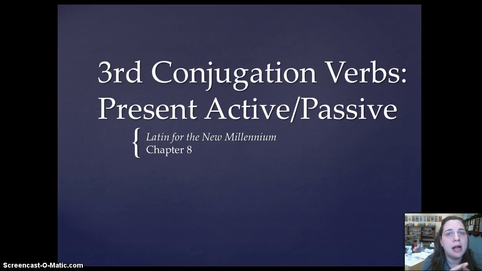Today's lesson is taken from Chapter 8 in Latin for the New Millennium, and we're going to start a new conjugation of verbs. Now, remember, this word conjugation refers to a set of verbs that all follow the same pattern. So far, you have learned the first conjugation and the second conjugation, and the two of those follow a very similar pattern. In fact, they essentially follow the same pattern.